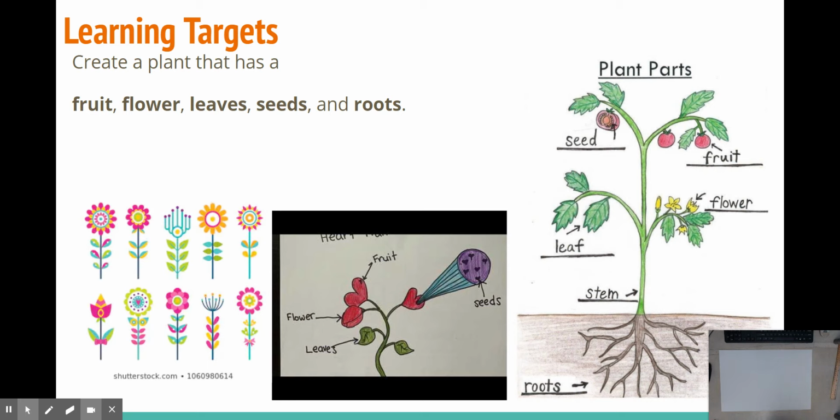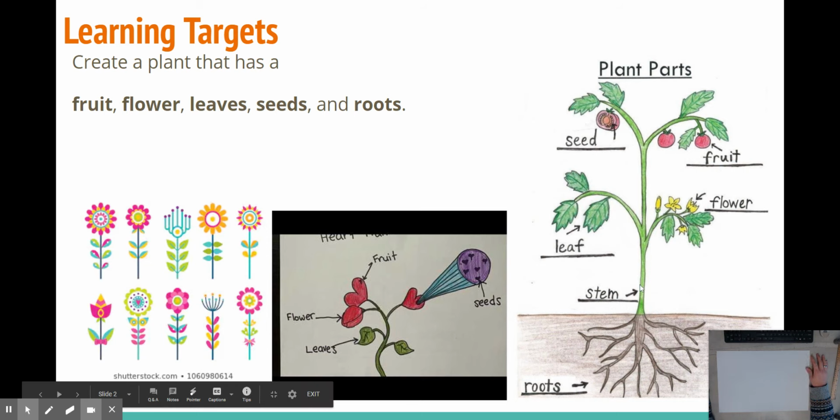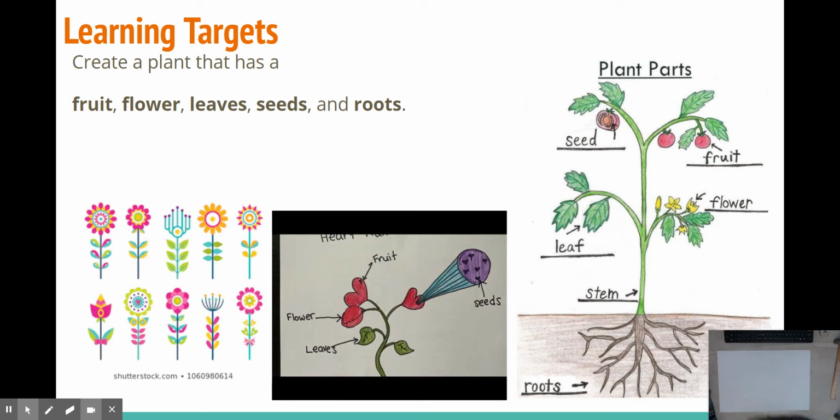So we look outside and all the plants are so different, but there are actually things that they have in common, which is pretty interesting. Plants have a fruit, a flower, leaves, seeds and roots. This is showing those. Most of them also have a stem, but we're going to focus on these things here. And you get to design your own plant.